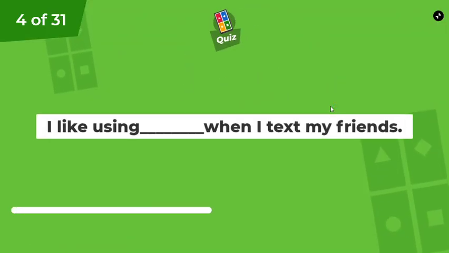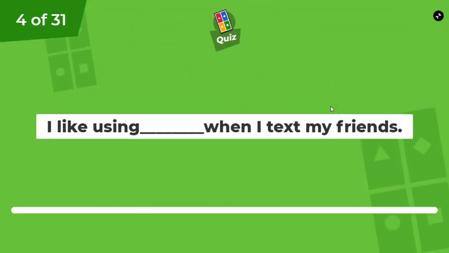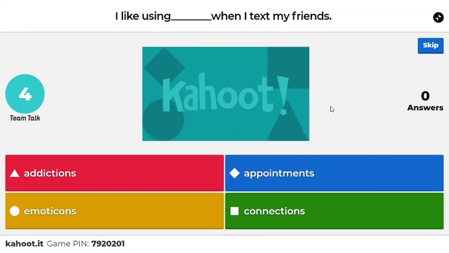Question number four. I like using blah blah blah when I text my friends: addictions, appointments, emoticons, or connections. Which one is the correct answer? I also love it, by the way, when I text my friends.